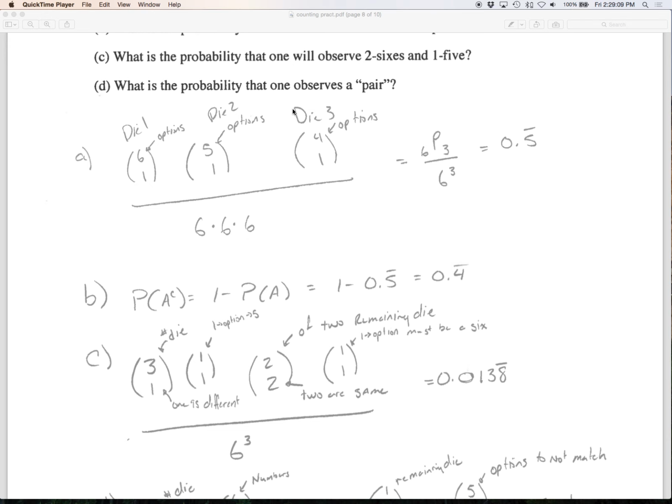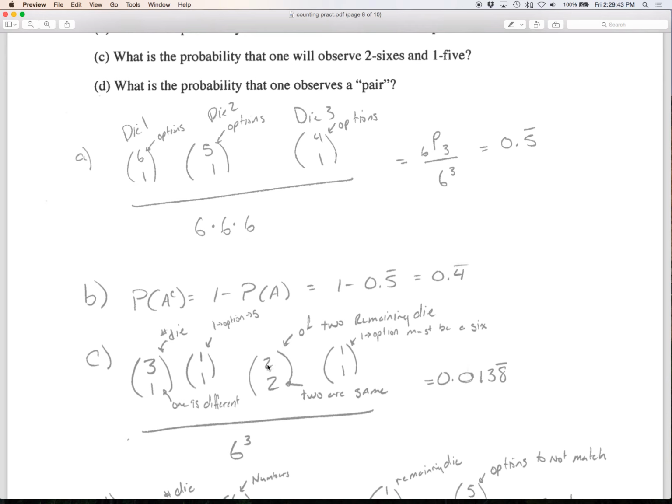C, what's the probability that someone will observe 2 6s and a 5? Okay, so 2 particular values repeated and a 5. Let me explain how you can count this. Out of the 3 dice, let's choose one of them to be the die that is different from the rest, the non-matching die. So out of the 3 dice, we've got one of them not matching the rest, and it has one option that it's allowed to be. In this particular case, that option must be a 5. Okay, so here I've got one option and I have to choose that one option.